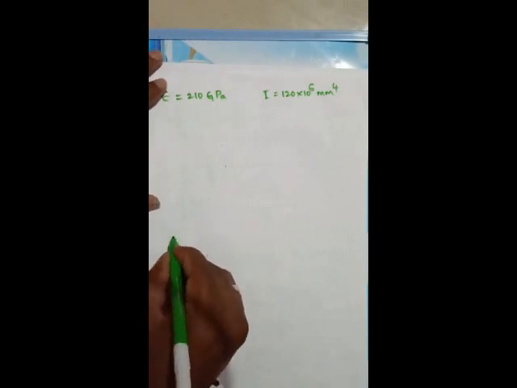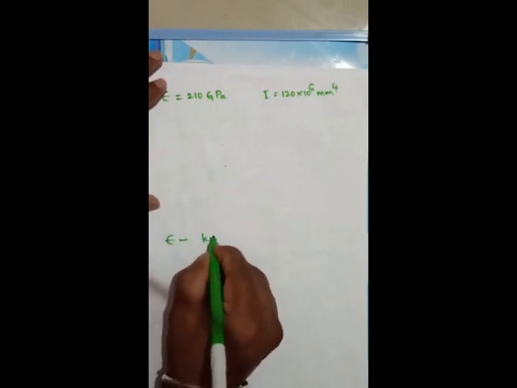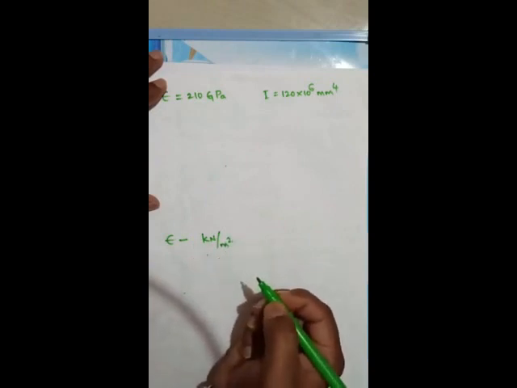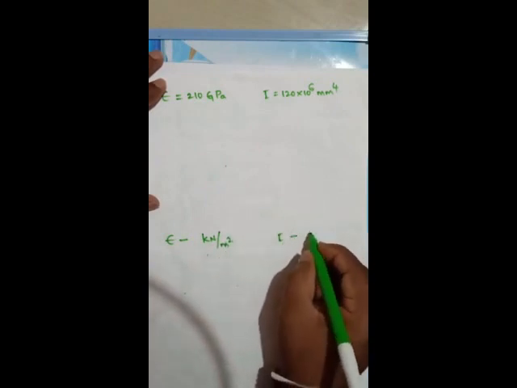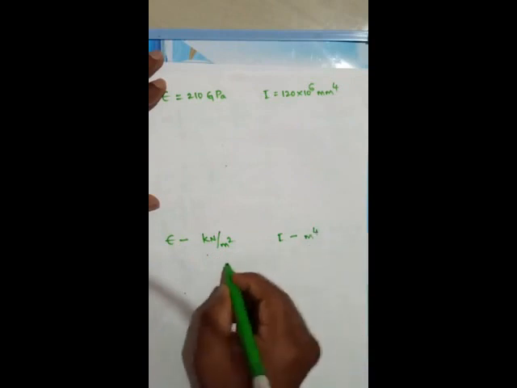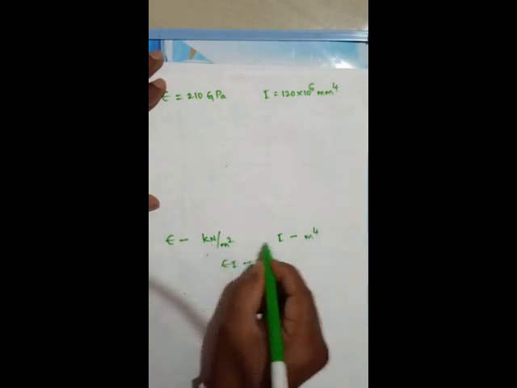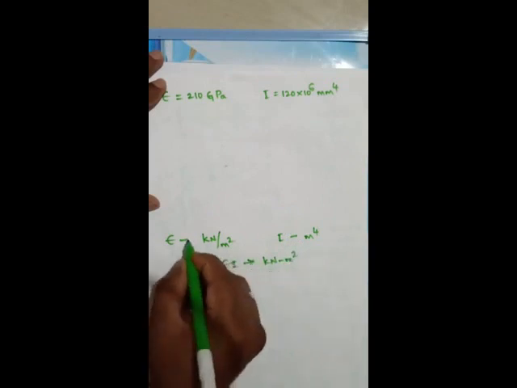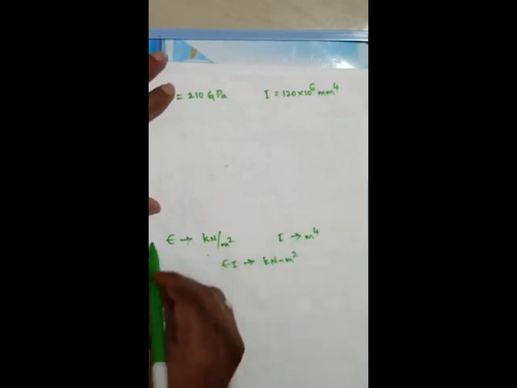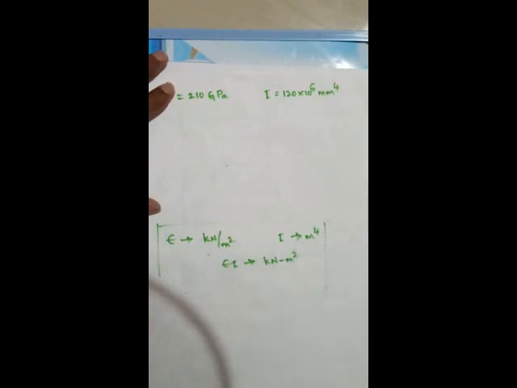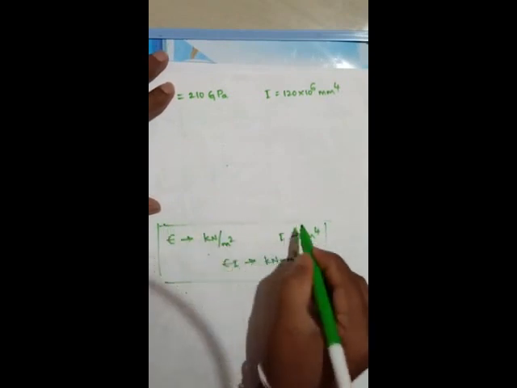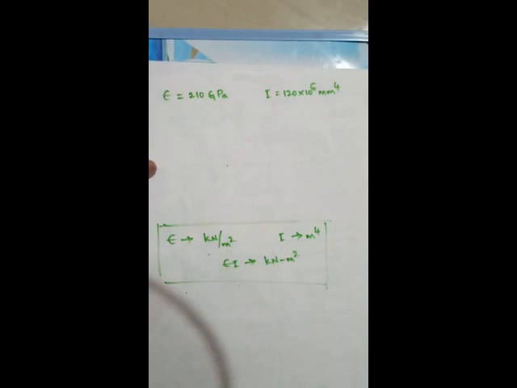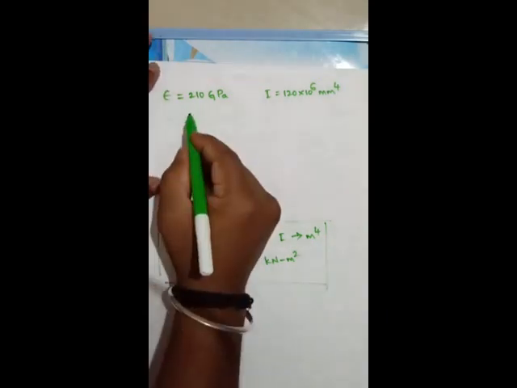Okay, we have discussed this. Always the standard unit of E should be in kilonewton per meter square, and I should be in meter raised to 4, such that the product EI should be in kilonewton meter square. Correct? This is standard. Okay, so now let us convert this.